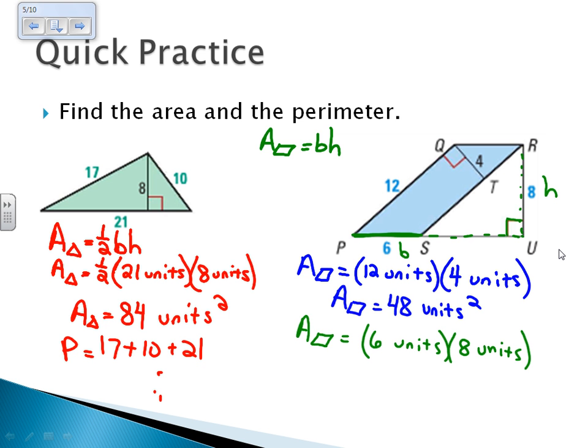6 times 8 would give me, so my area is 48 units squared. Okay? We get the same answer either way. It just depends on what you want to choose as your base. It does not matter. This problem, they gave us more information than we needed. But it does not matter. My point was, you always have to choose the base and the height so that they are perpendicular or form a right angle. All right? Any questions on the parallelogram? Trisha?